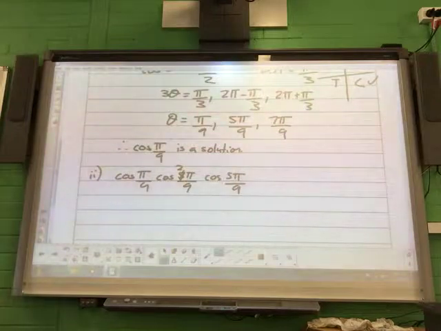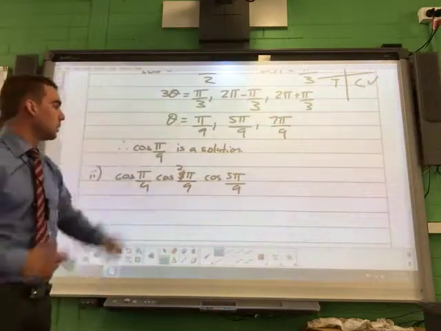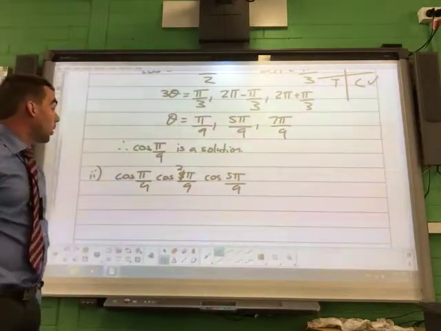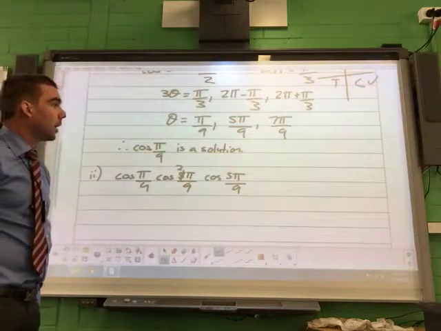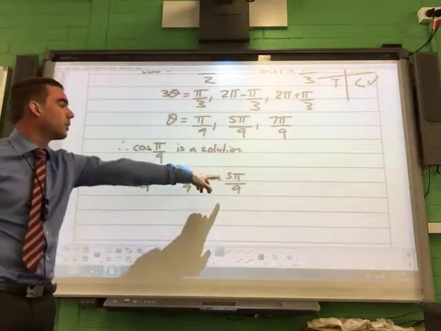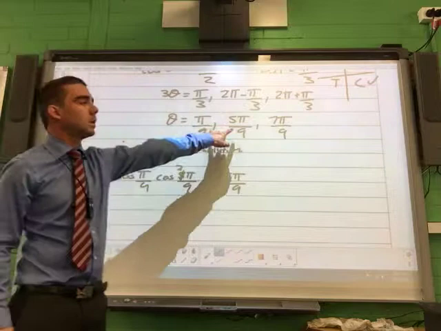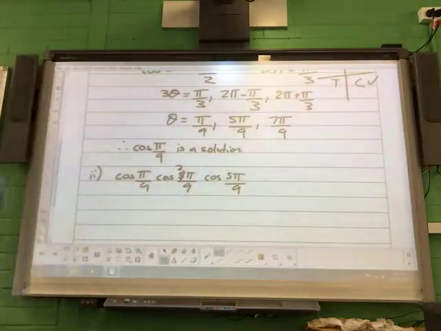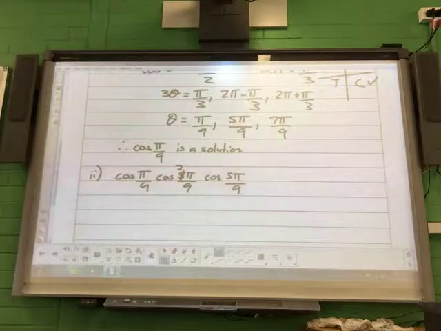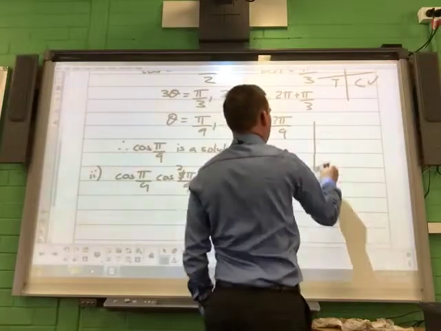Okay, now matching up to here, we've got pi on 9, and we need 5 and 7 pi. So we've got 5 pi on 9, we've got pi on 9, and now we need to do something about 7 pi on 9. Okay, so what is 7 pi on 9 in degrees? To help you thinking here. 140, yep.